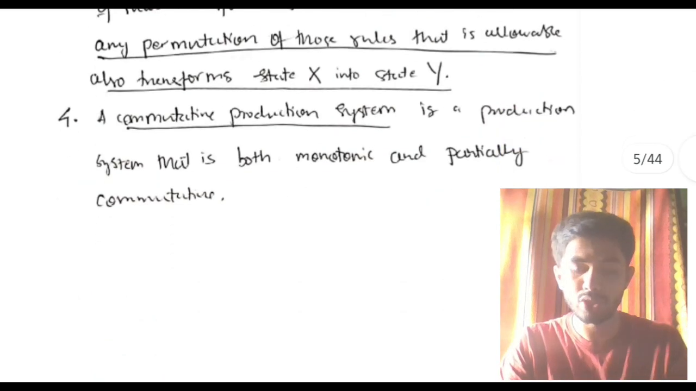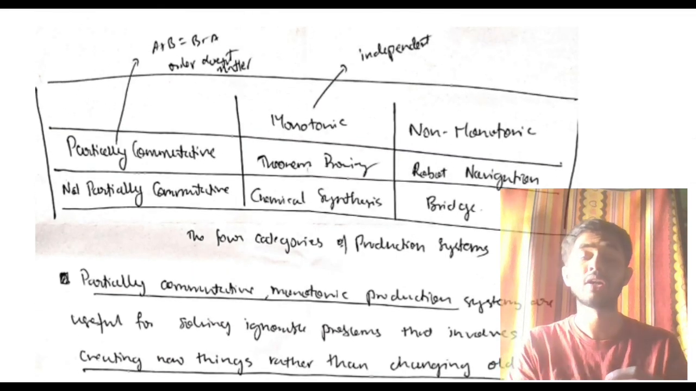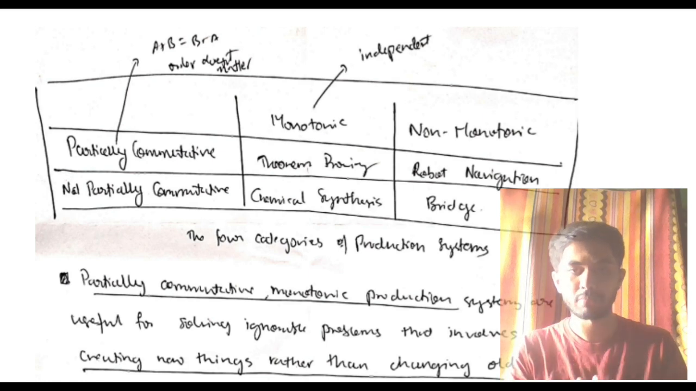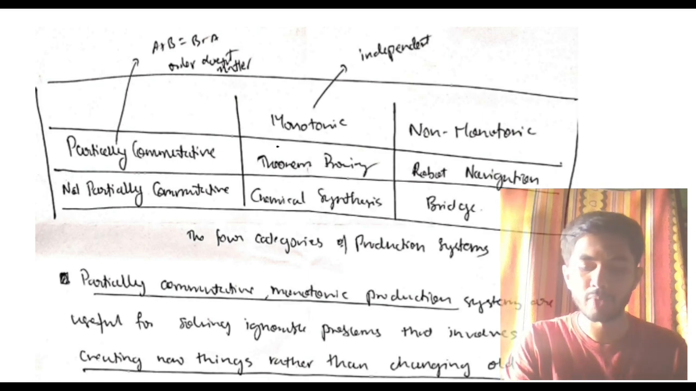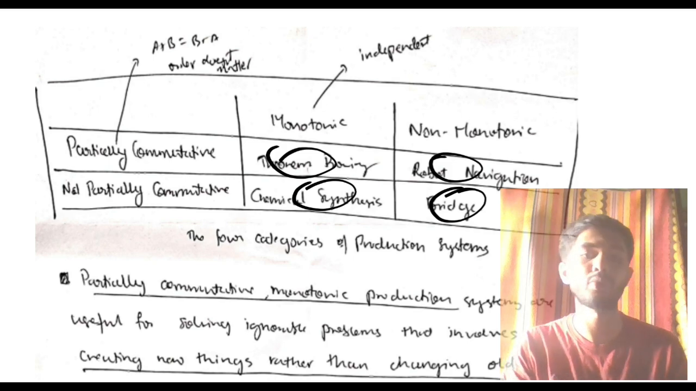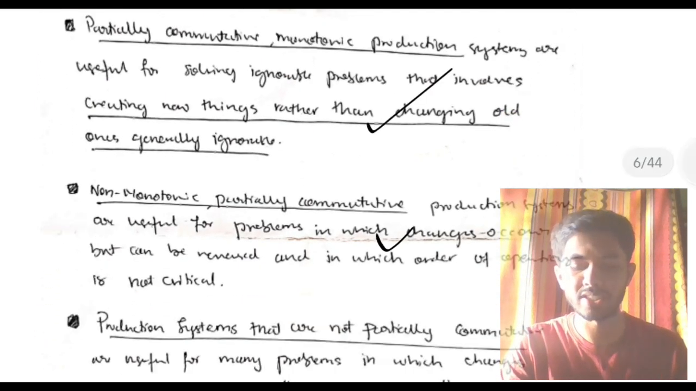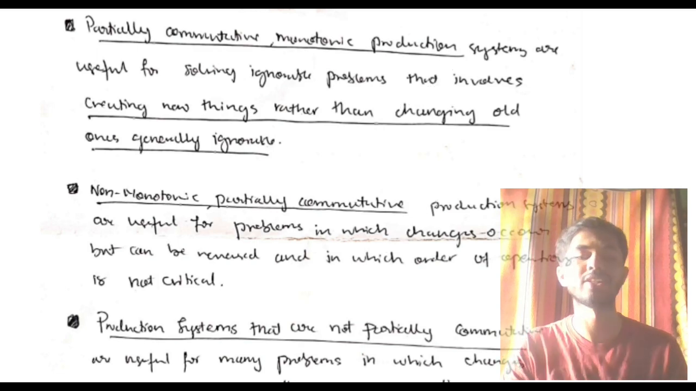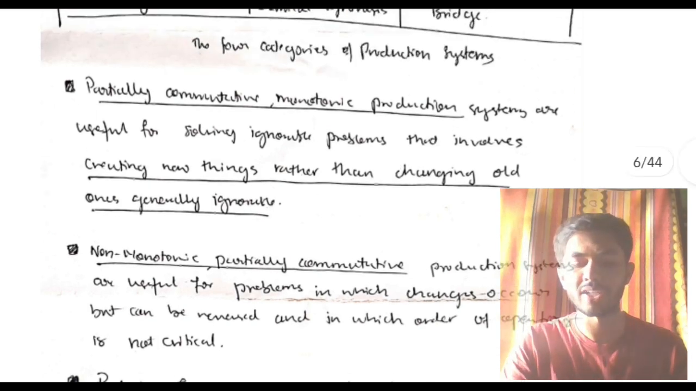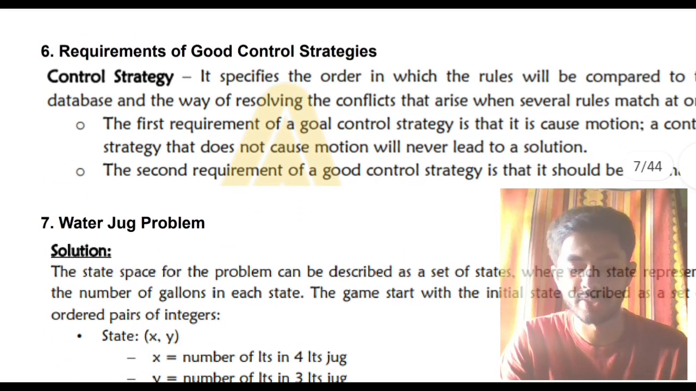So 4 keywords you have to remember here: monotonic, non-monotonic, partially commutative, non-partially commutative. Since you have remembered this much, remember this also: theorem proving, robot navigation, chemical synthesis, and bridge. How you memorize that is up to you. And this one is just extra information. If you want, you can go through it, or else if you feel it's too little, you can write in your own words. You can write anything in your own words.